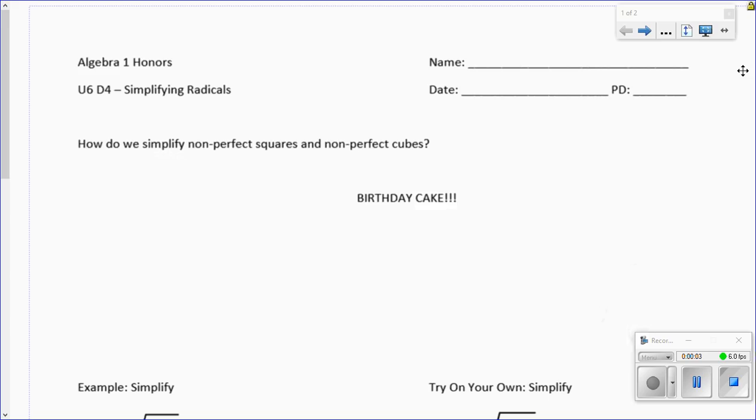Hi everybody. Today we're going to go ahead and do day 4 of Unit 6. So we've already finished everything with exponents, and now we're going to go ahead into radicals.